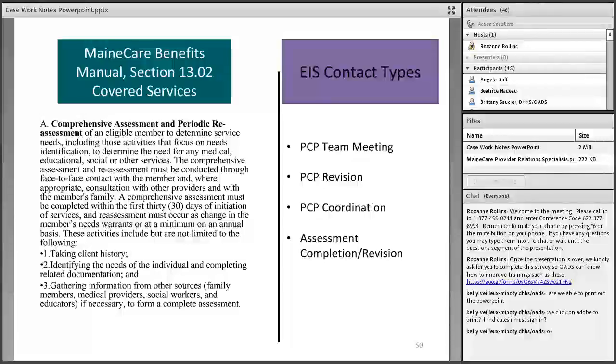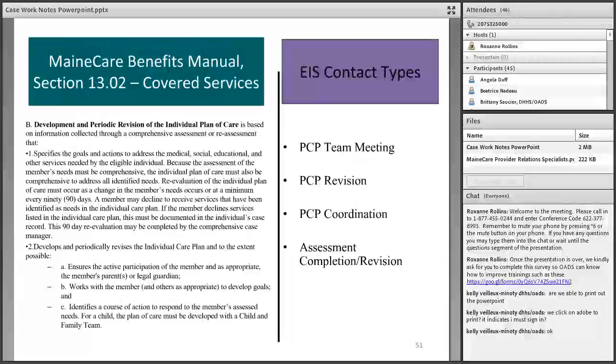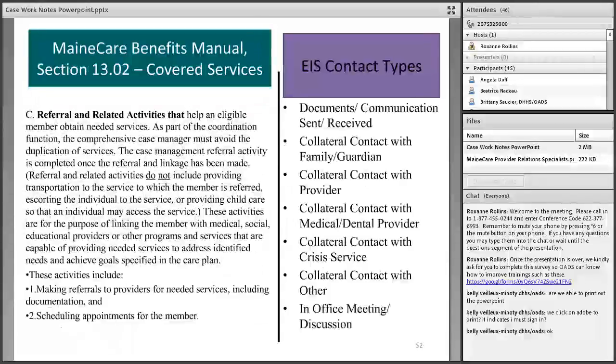But for instance, these assessment contact types, the PCPT meeting, revision coordination, and assessment completion, would all fall under 13.02A, which is comprehensive assessment and periodic reassessment of an eligible member to determine service needs. And those same contact types can also fall under 13.02B, which is the development and periodic revision of the individual plan of care. And all the collateral contact types and the sending and receiving of documentation are covered under 13.02C, which is referral and related activities that help an eligible member obtain needed services.